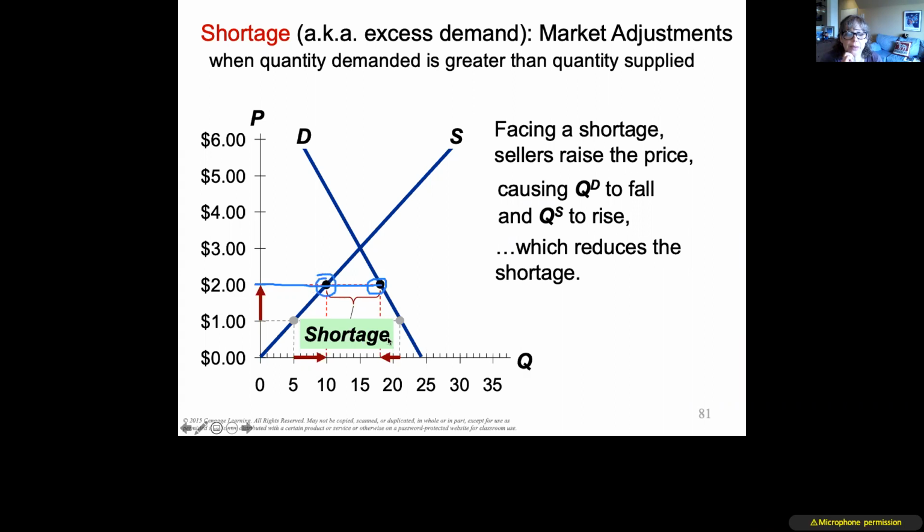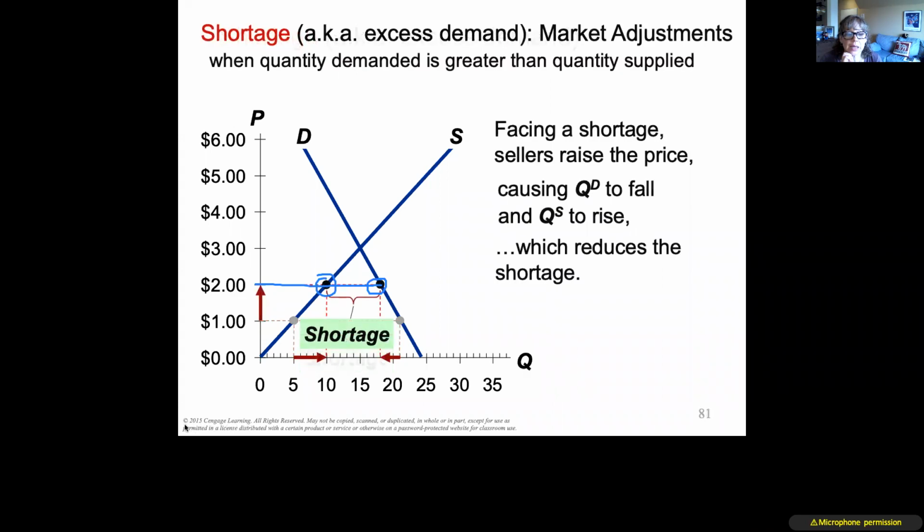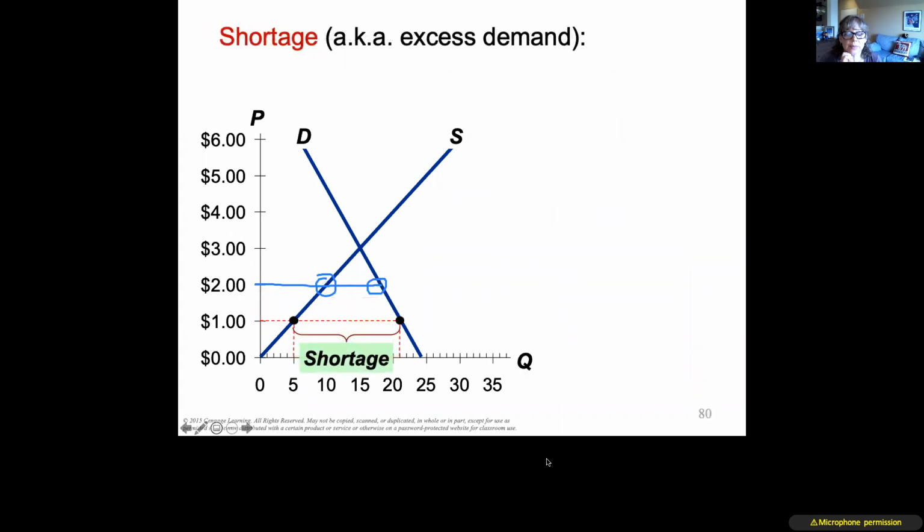So what has happened is that we started off down here. I'm sorry about that. Every time I click on it, it's changing. Sorry about that. So we started off with a shortage. At $1, 5 were going to be produced because the price is pretty low. And consumers say, well, if the price is $1, I want 20. So we have a shortage of how much? 15.